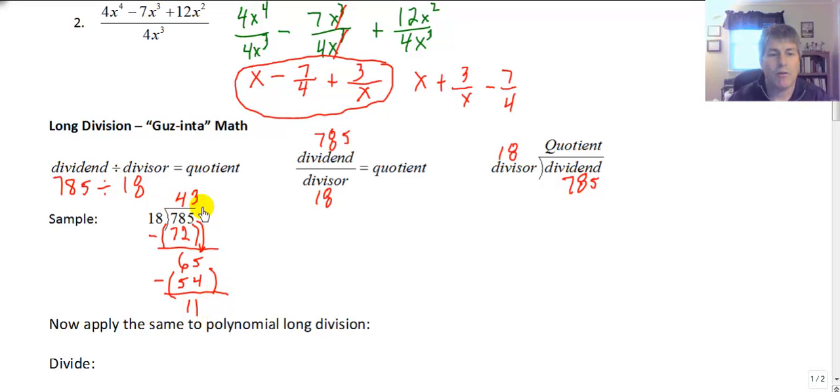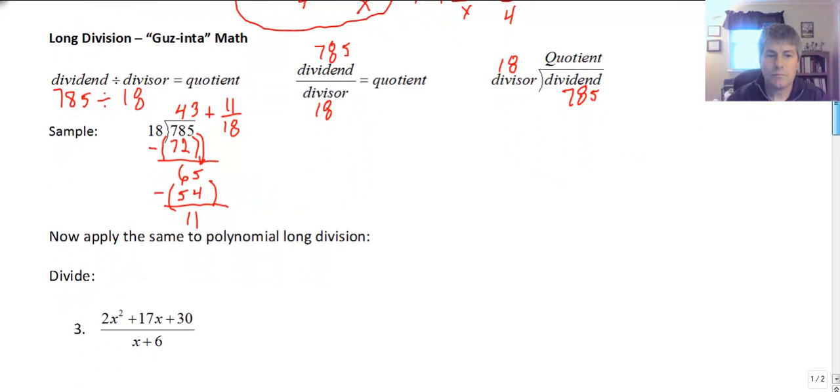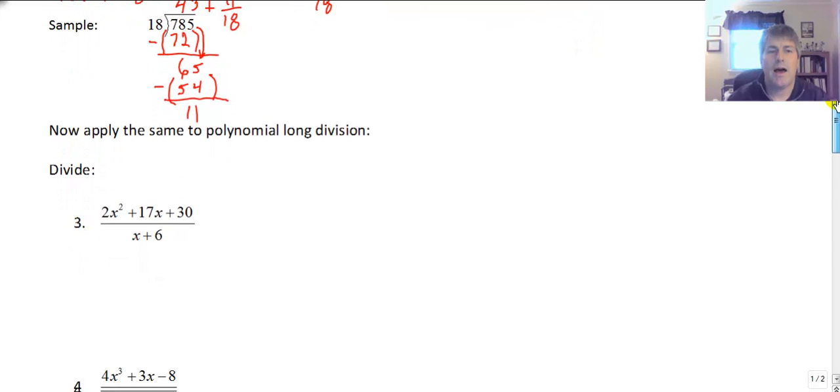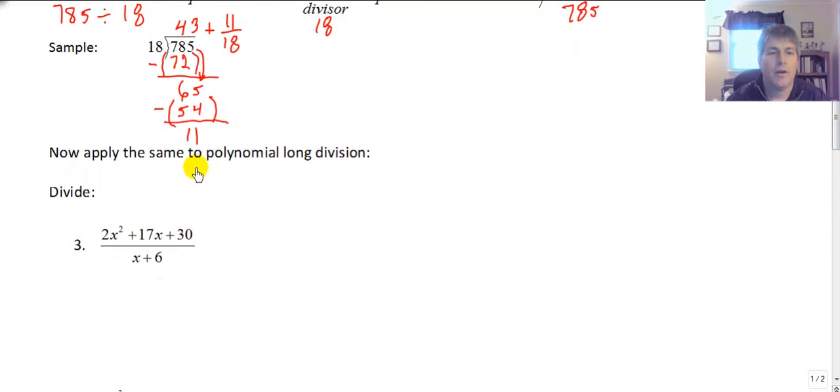And so we have a remainder of 11/18. So 18 goes into 785 43 times with a remainder of 11/18. So now let's apply that same concept to polynomial long division.